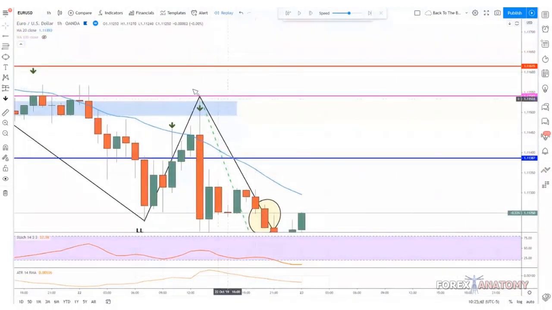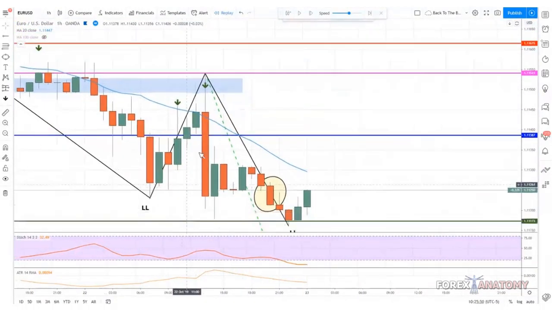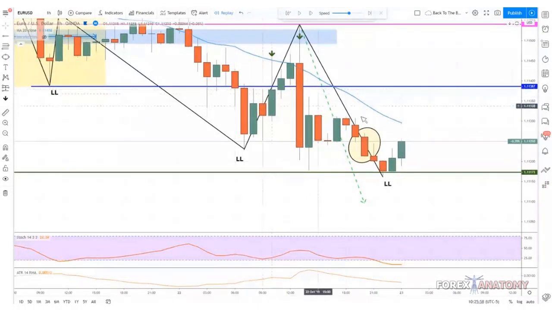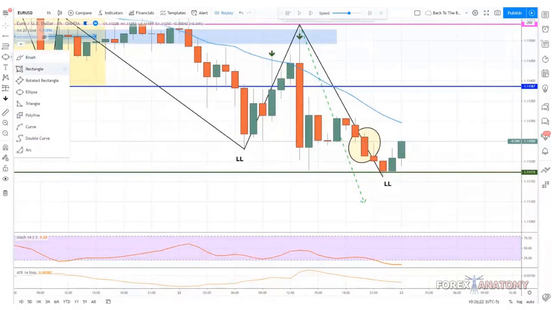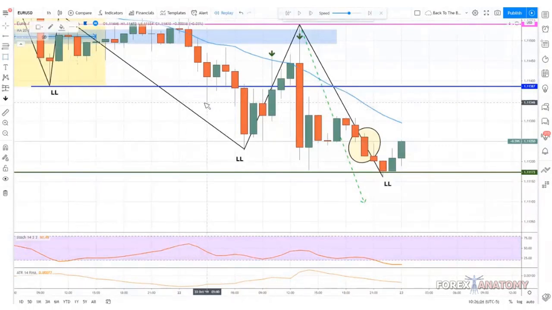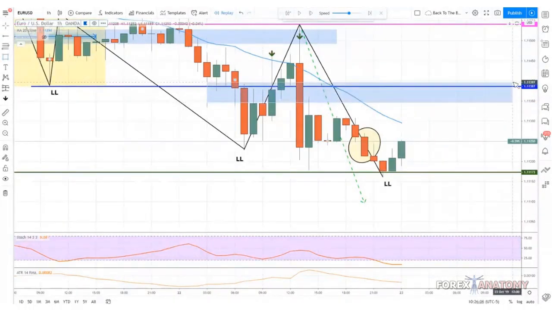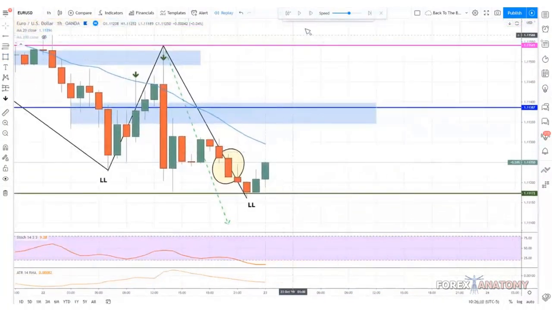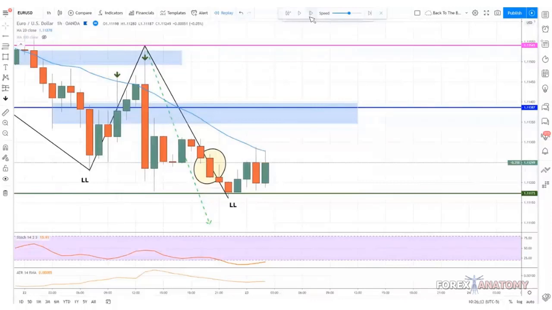But as soon as we get a violation of this high, that's when we need to change our bias and look for buying opportunities. But let's see what happens when price gets to this zone. What you can also do is look at these wicks to help you get the zone if you want. So you can draw in a box around this zone right here to see what's going to happen. Let's see if price does respect it. It may and it may not.